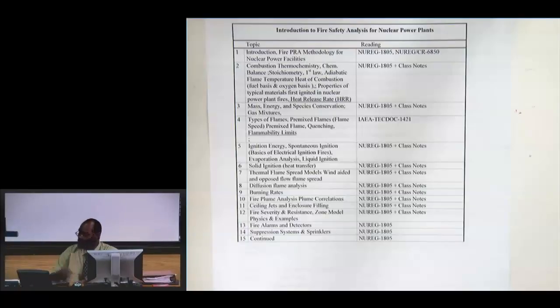As you look at the corresponding text here, so this is from the calendar, and it tells us that in this lecture 2, we're going to be looking at combustion thermochemistry, which we began last lecture, chemical balances, stoichiometry, the first law. We'll discuss the adiabatic flame temperature, the heat of combustion, and something that's very important in the analysis of fuels, which is the heat release rate of a particular fuel packet.